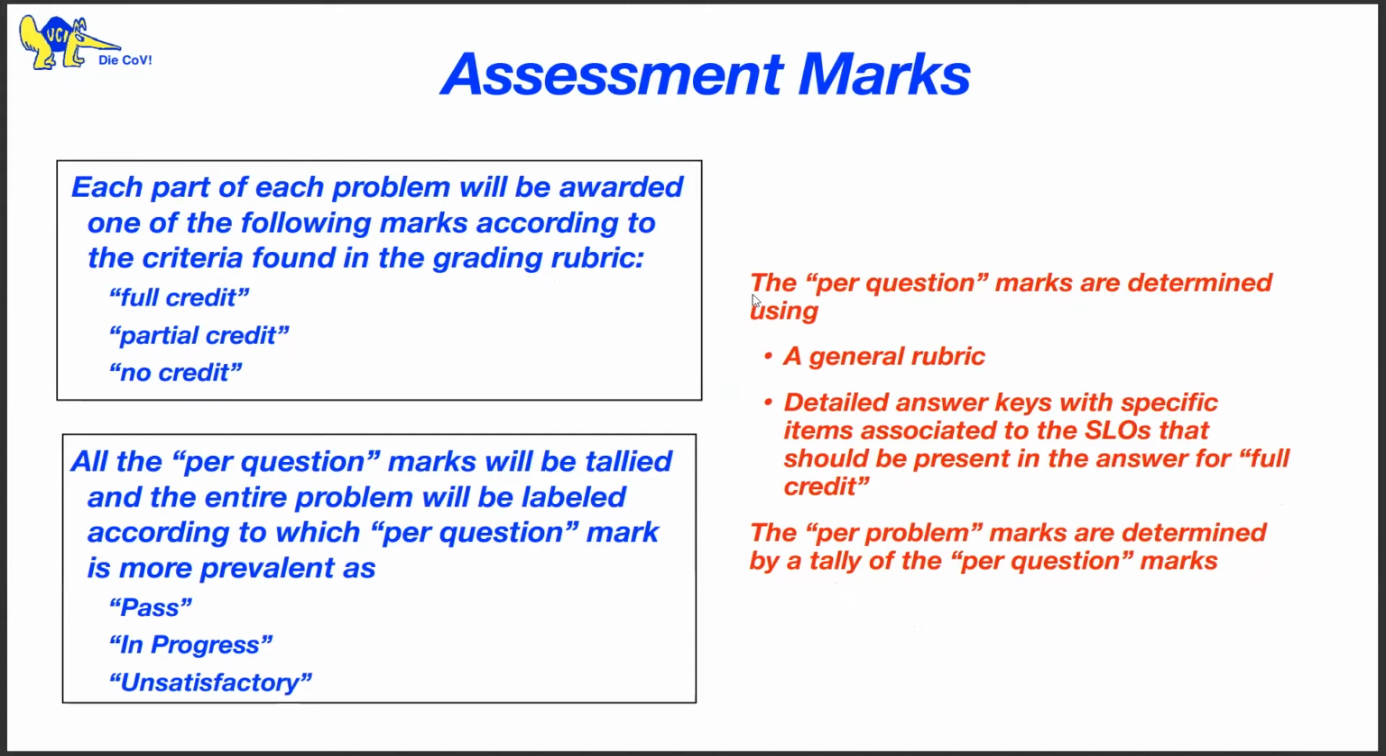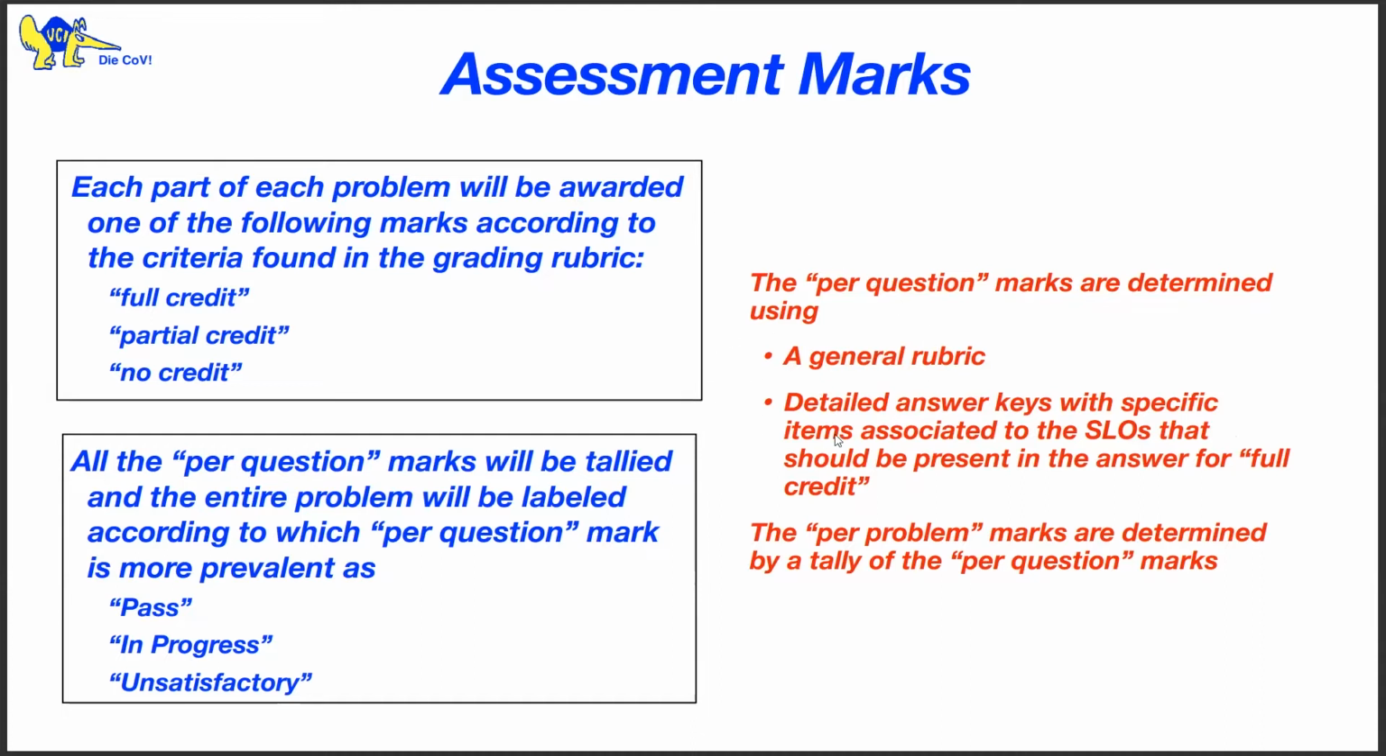So the grader considers each question using 2 things: a detailed answer key that I compose, where I tell them this is what you have to see if you want to give them full credit. It's related to this learning objective and so on. And then there is a general grading rubric, which I'll show you in a moment. It's general because it's common for all the questions. So it's not about the content of the question, it's about what that answer should look like.